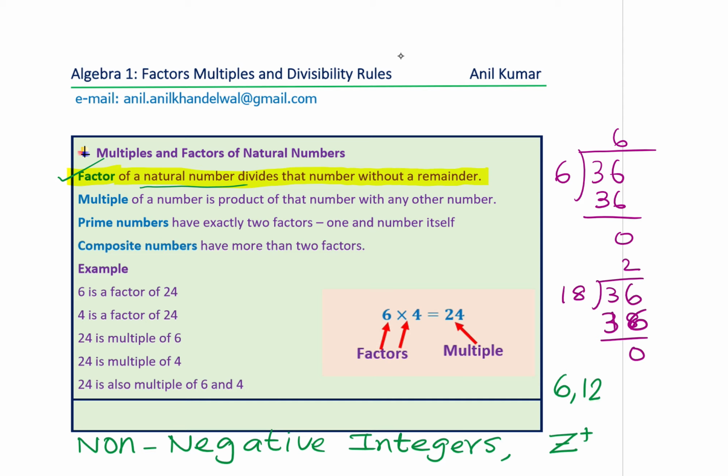6 times 2 is 12, 6 times 3 is 18. Likewise, all these are multiples. You remember your times tables? So whatever you get is the multiple. You will notice that all multiples of 6 are not the factors of 36, right? That is important to understand once again.